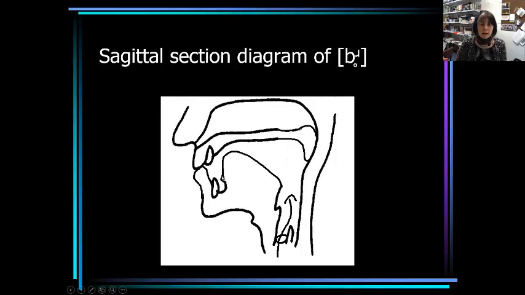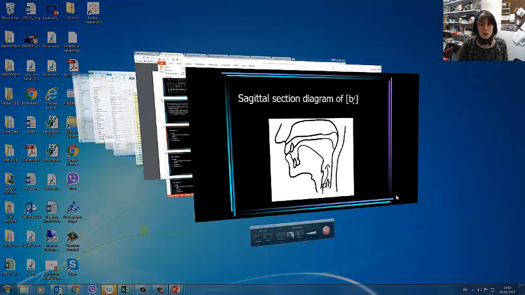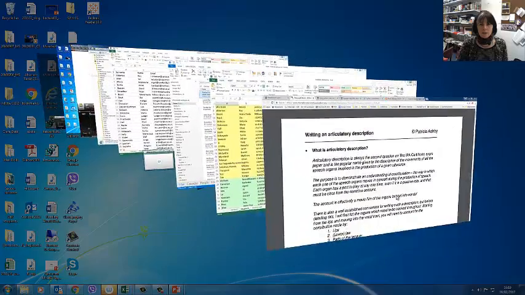This here is the tongue tip, and this is the front part of the tongue, the blade and front part of the tongue raised towards the post-alveolar area. That's what's going on there. Now let's have a look at the articulatory description that's produced by Patricia Ashby, because she shows this kind of thing in a different way.